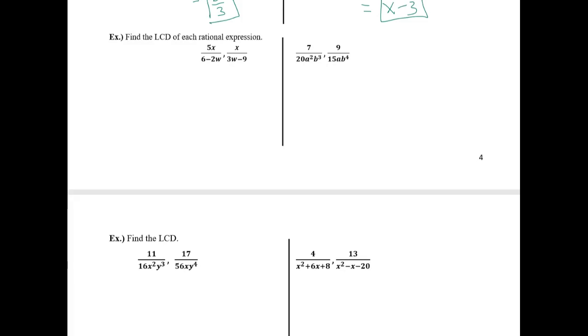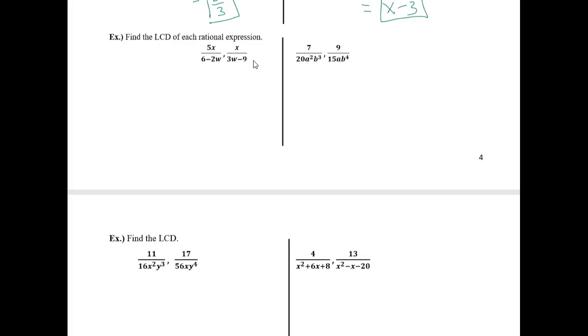Before we can talk about adding and subtracting rational expressions with different denominators, we have to first talk about how to find the least common denominator. So, looking at these two examples here, we want to figure out what the least common denominator of these two expressions is. Before we can do that, we have to factor each denominator.